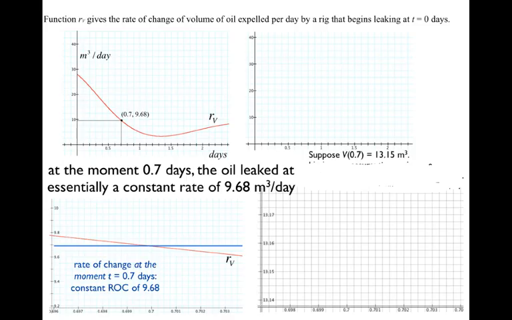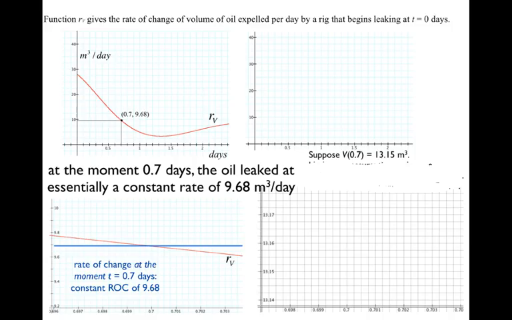So we've been working on this situation with the oil spill, and we have the rate of change function. That's what we were given, and we started with the fact that at the moment 0.7 days, the rate of change is constant at 9.68. And so that means we've got the red curve, but in the moment 0.7, for a very short time around 0.7, we're going to assume essentially constant, right?